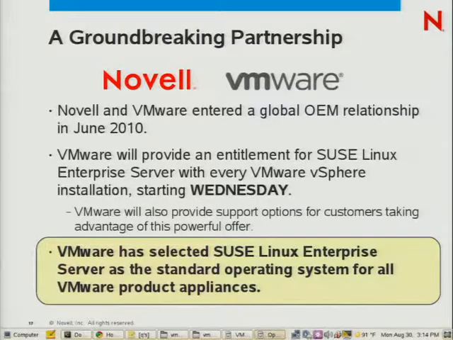So one of the things that we are really excited to be announcing today and this week at VMworld is we have a new groundbreaking partnership with VMware. And this is going to be relevant to every single person that is at the show today, and the reason why is that moving forward, as of Wednesday, VMware is going to be including a copy of SUSE Linux Enterprise Server with every copy of vSphere that is shipped.